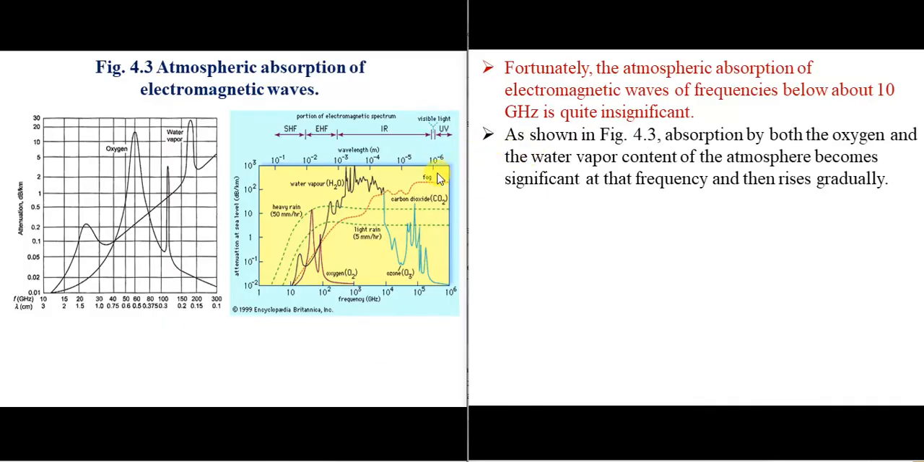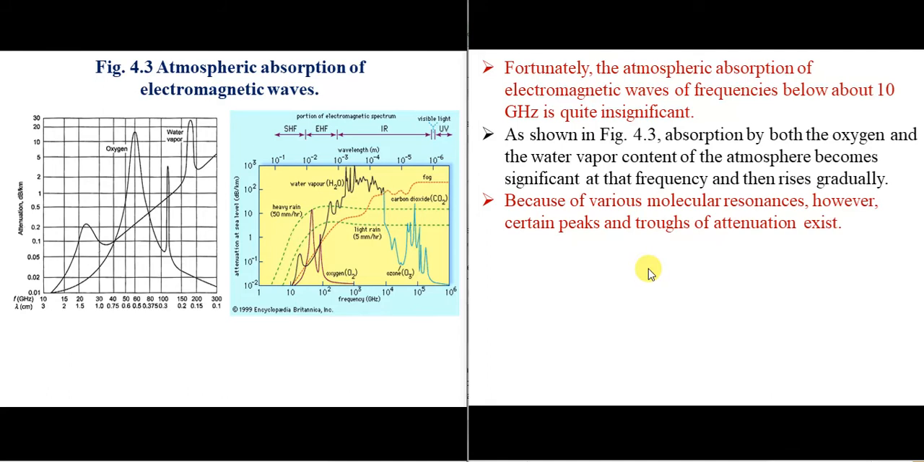So as shown in this figure 4.3, absorption takes place by oxygen, absorption takes place by water vapor molecule. So absorption by both oxygen and water vapor content in the atmosphere becomes significant at that frequency and then rises gradually. Because of the various molecular resonance, certain peaks and troughs of attenuation exist. So we will have a close look at the graph.